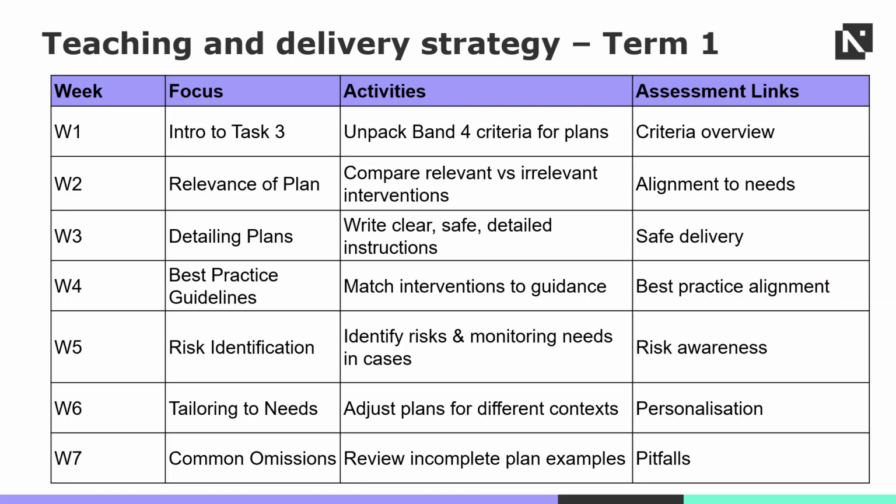So again, we've created here a little bit of an assessment schedule, a formative assessment. So in term 1, we start by unpacking the Band 4 criteria, just like the other tasks, so that students really understand what excellence looks like. They move through to identifying the relevance of plan elements, getting students to compare relevant versus irrelevant interventions. Week 3 and 4 focus on building detail and aligning to best practice, encouraging clear specific instructions and matching interventions to recognised guidelines.